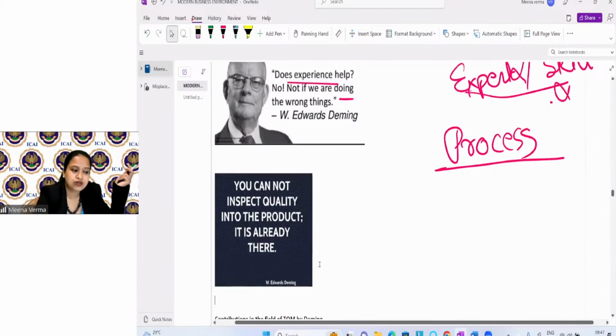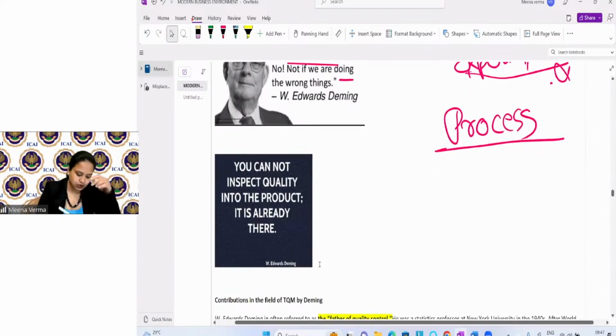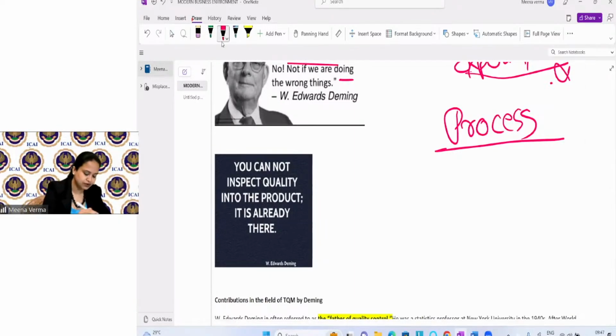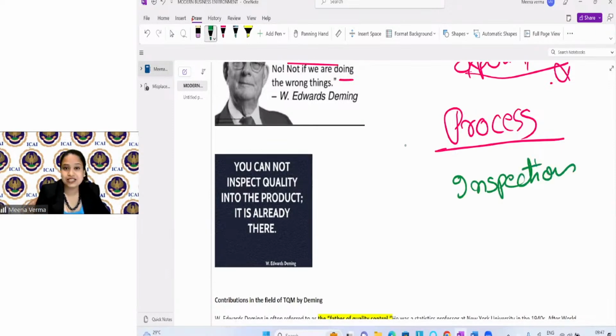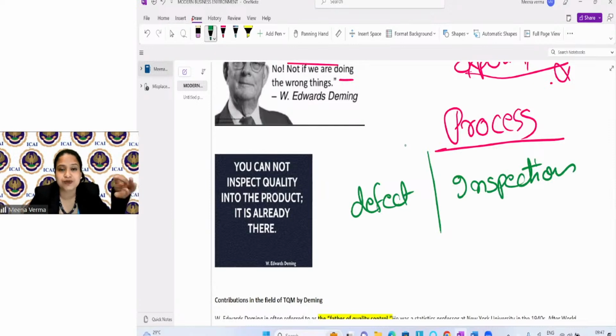Next, you cannot inspect quality into the product. It's already there. So what I told you, we don't need inspection. We have discussed this point somewhere. We should not focus on inspection. When do we do inspection? When we know that we are producing defective units. When you know that there is no defect, 100% of work is correct, zero defect, and you are so confident that you are not producing any defective units, no inspection is required.